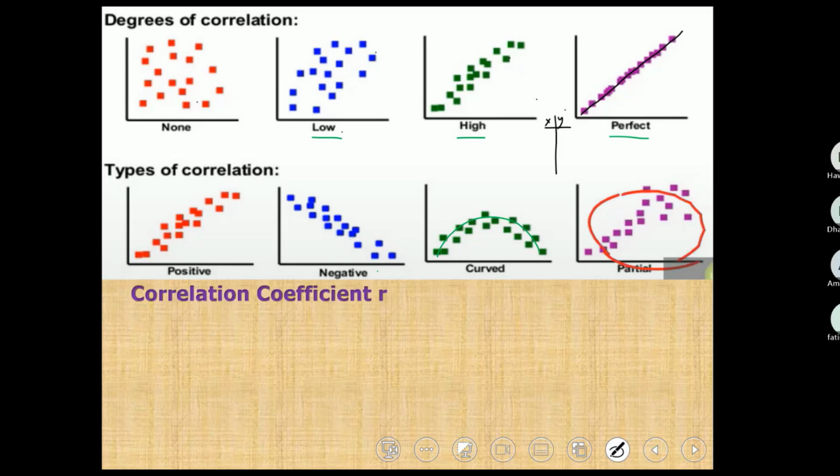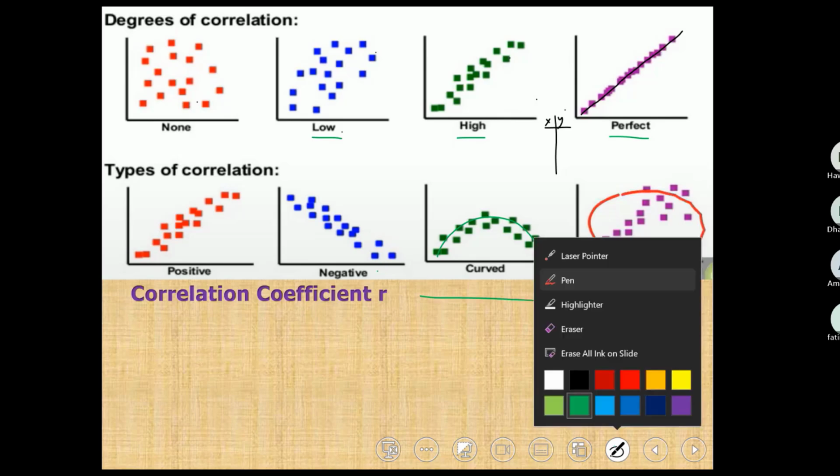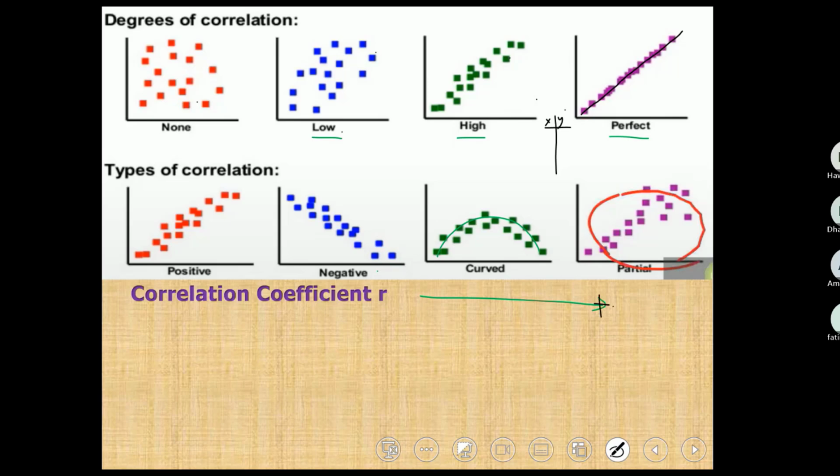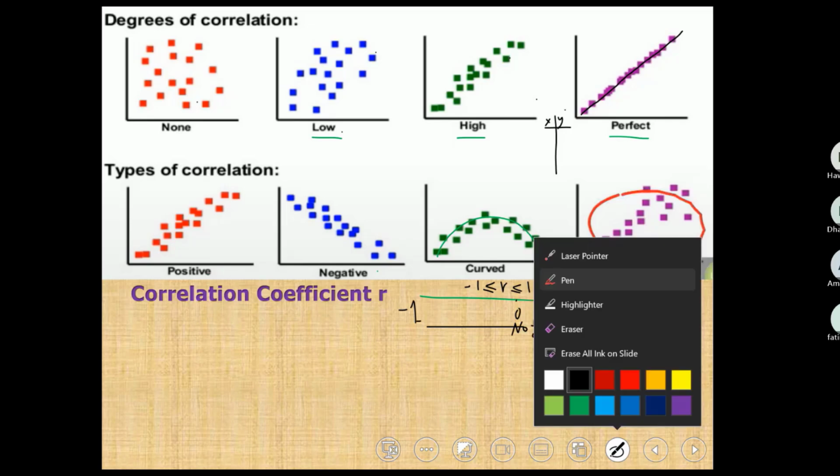How do we measure this? We measure it by the correlation coefficient R, right? So this correlation coefficient has a value between -1 and +1. So your R is greater than or equal to -1 and less than or equal to 1. Maybe you have R equal to 0. It means no linear relation. Okay, fine.